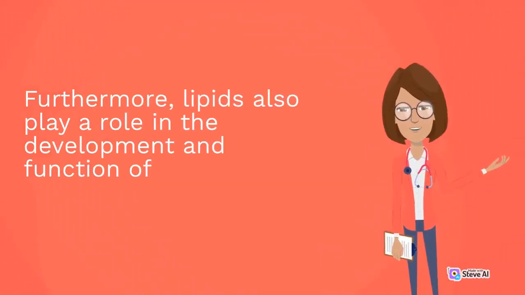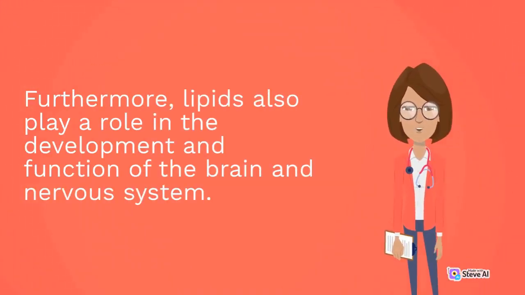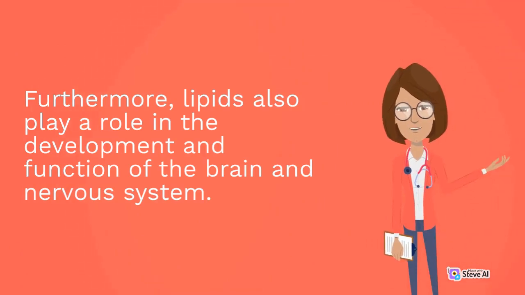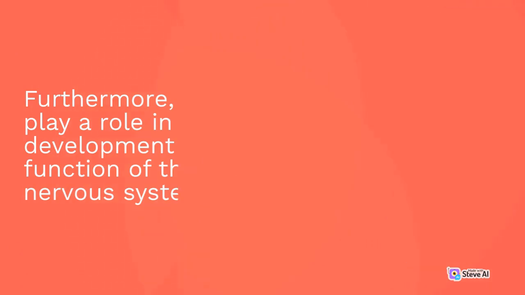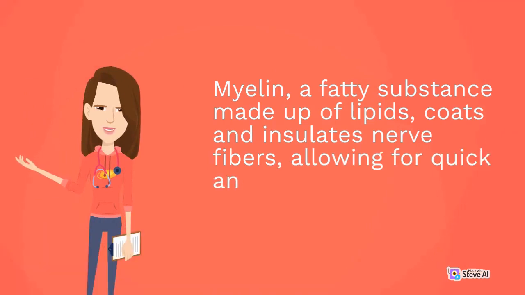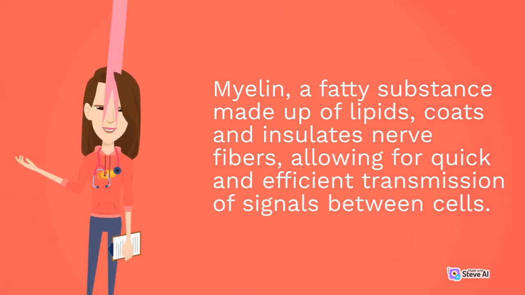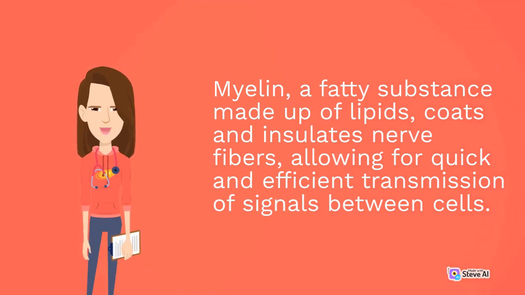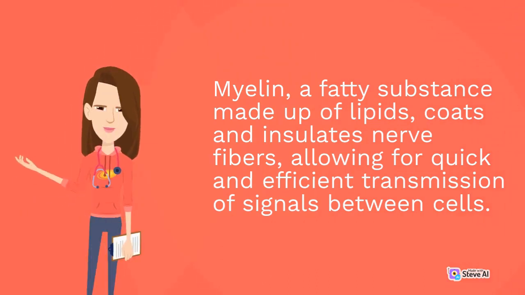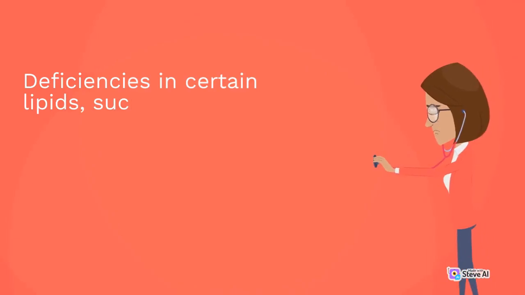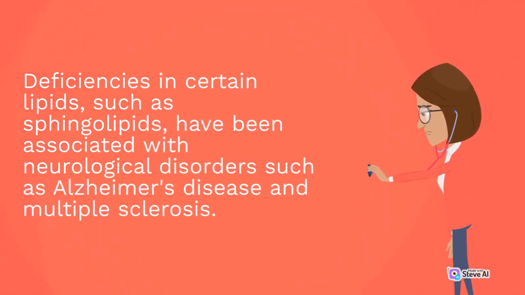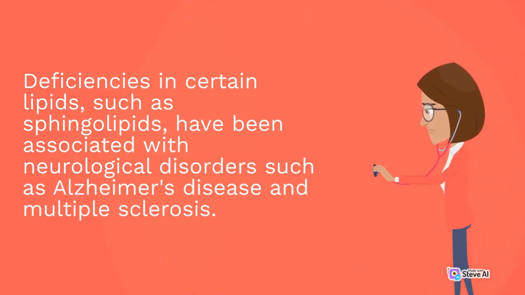Furthermore, lipids also play a role in the development and function of the brain and nervous system. Myelin, a fatty substance made up of lipids, coats and insulates nerve fibers, allowing for quick and efficient transmission of signals between cells. Deficiencies in certain lipids, such as sphingolipids, have been associated with neurological disorders such as Alzheimer's disease and multiple sclerosis.